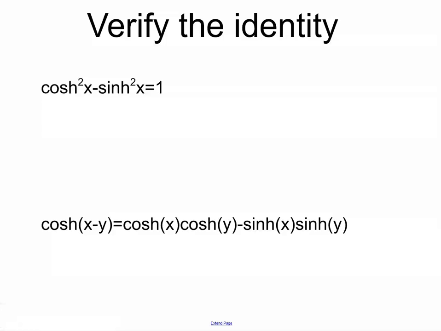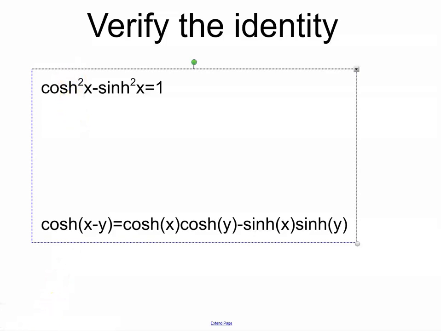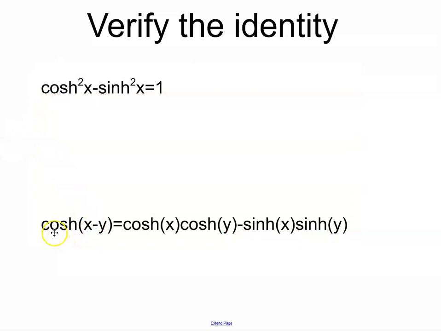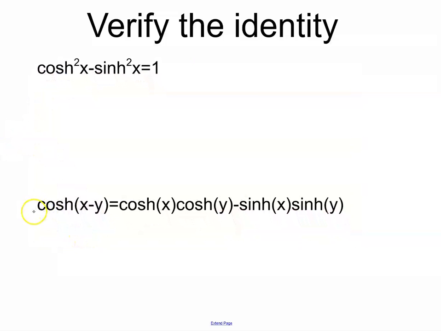So with our trig identities, we had a trig identity that said that sine squared plus cosine squared equaled 1. Okay, that identity does not work in hyperbolic. Hyperbolic sine squared plus hyperbolic cosine squared does not equal 1. However, we do have one that's kind of similar. Hyperbolic cosine squared minus hyperbolic sine squared equals 1. We're going to go ahead and verify that identity.